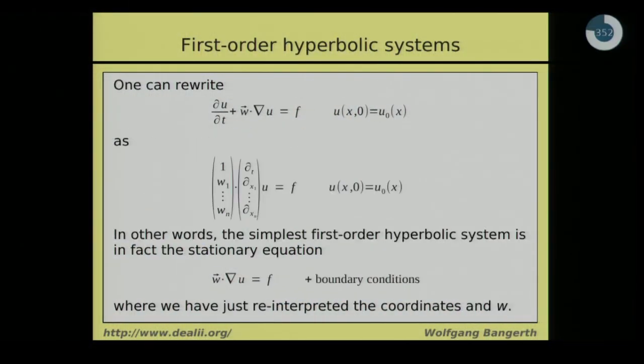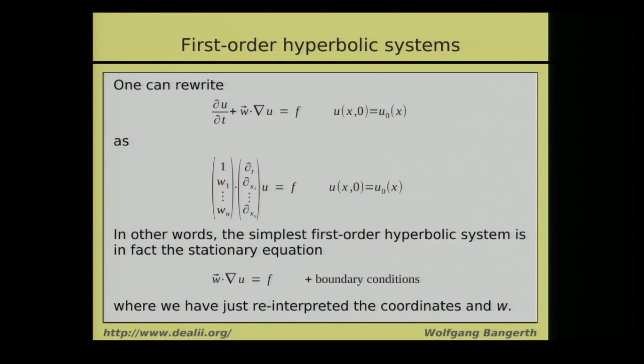So, like I said, I would like to get rid of the time derivative right away. And the way I'm going to do this is I'm going to write this equation in the following way. So I can think of this d over dt plus W dot gradient in the following way. This is really the dot product between 1 times the time derivative plus this whole vector times the spatial derivatives here. That's exactly the same.